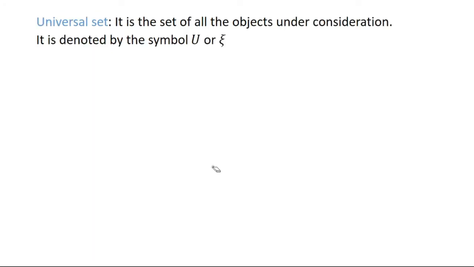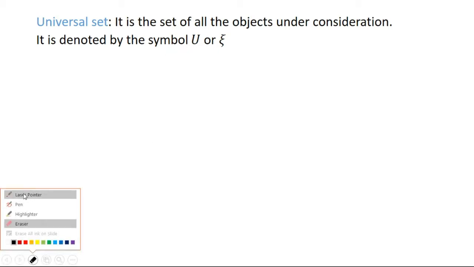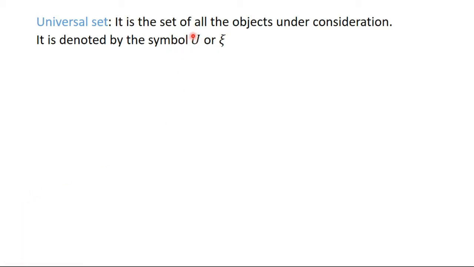We move on to another called the universal set. It is the set of all the objects under consideration, and it is represented by these symbols. I'm going to bring the pointer back. So it's represented by these symbols, either this or that. Usually we use the U because it is easy to write. Now what the universal set means is this. It's sometimes also called the mother set. It is the set of all the objects under consideration.